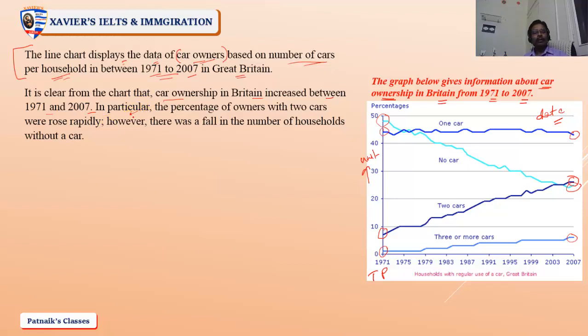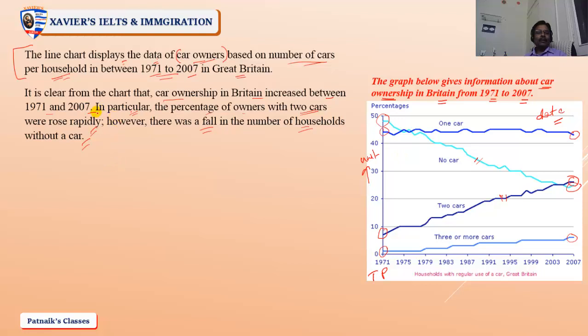In particular, the percentage of owners with 2 cars, this is the major change, rose rapidly. However, there was a fall in the number of households without a car. So I took these 2 lines as my major changes. So I tried to do what an overview says: if there is a trend, include the trend, and if there are major changes, include them in your overview.